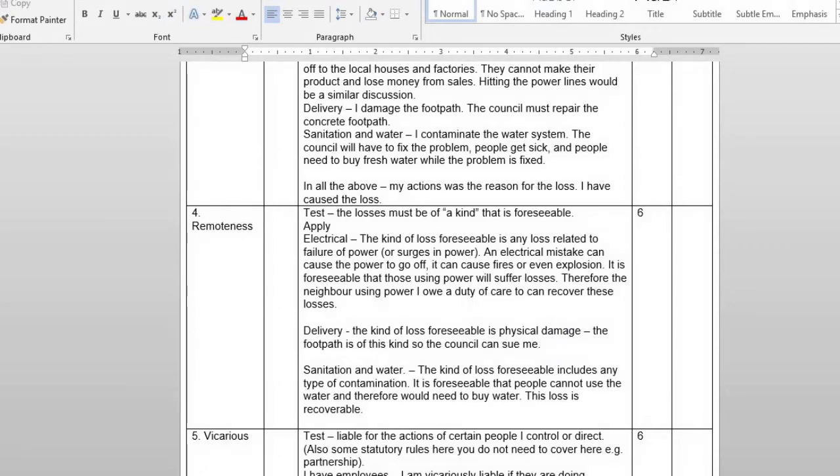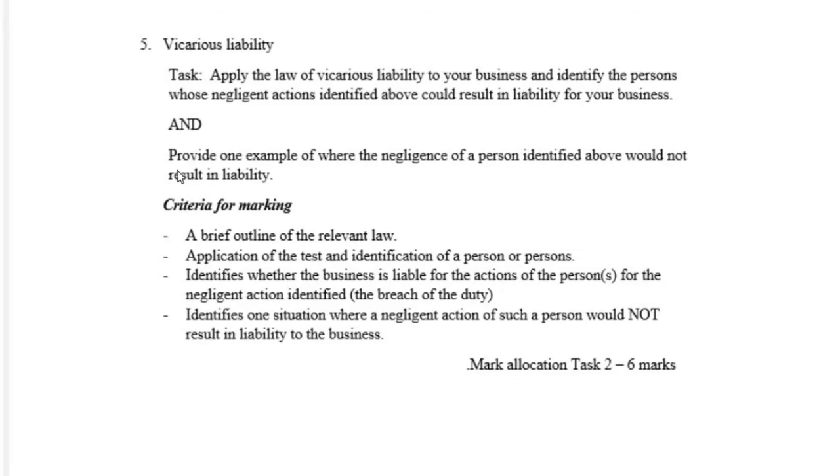Okay, now those are the four steps, and the last step we want to look at is vicarious liability. Now, what do we mean by vicarious liability? It's simply asking the question, am I liable for the actions of other people who are negligent? And the answer is yes, if you control them. And in some circumstances, such as partnership, the law says you are liable for the negligence of your partners. So the task here is to apply the law of vicarious liability to your business and identify persons whose negligent actions could result in liability for you, and provide one example where the negligence of a person would not result in liability.